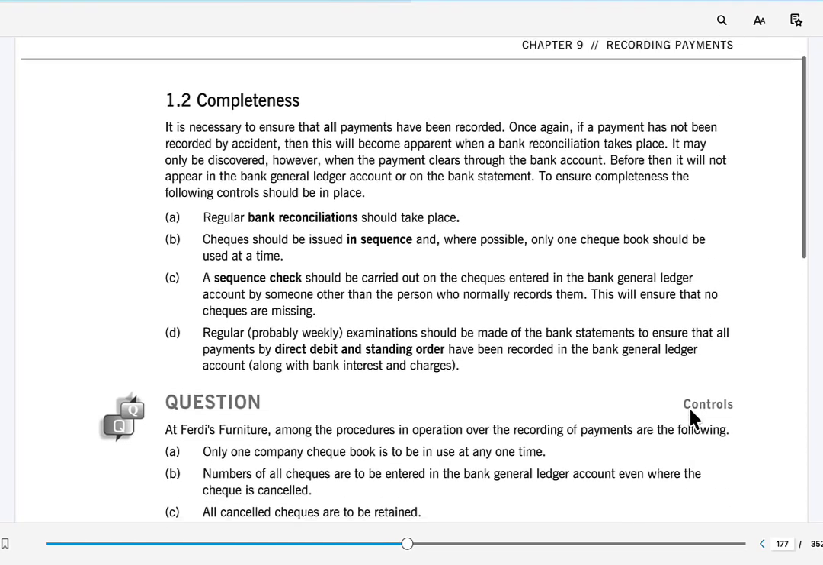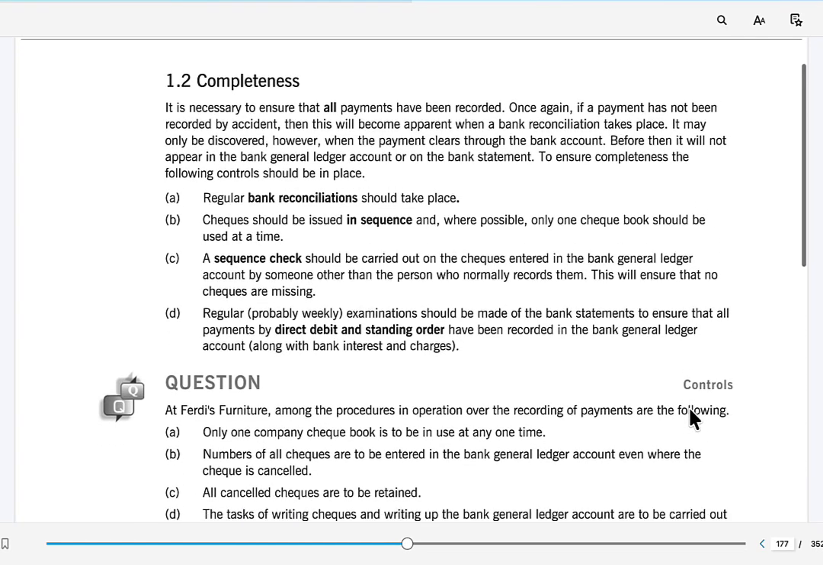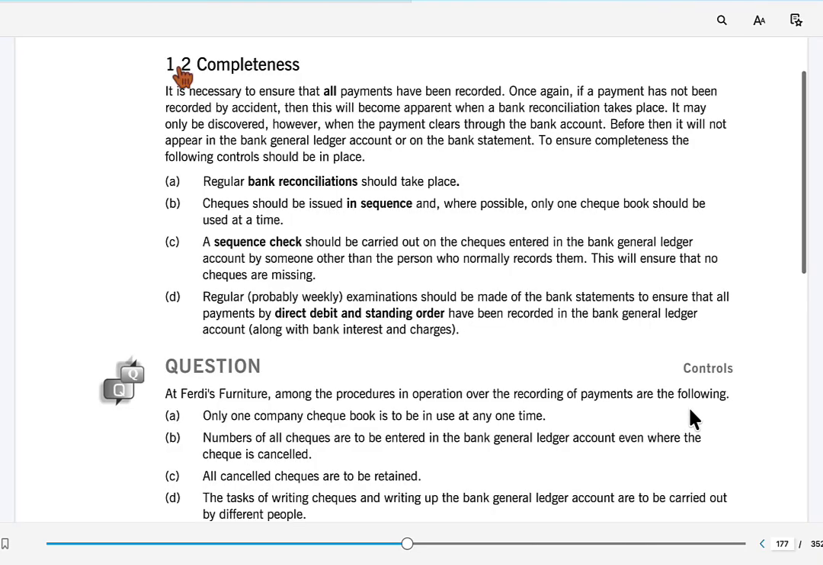1.2. Completeness. Students, now we are moving to Lesson 1.2, which is called Completeness. This lesson is extremely important because even if there is no fraud, the accounting records can still become wrong if they are not complete. When we say completeness in accounting, we mean one simple idea. Every payment that the business makes must be recorded in the books. Not some payments, not most payments, all payments. If even one payment is missing from the accounting system, then the accounts will not be accurate.